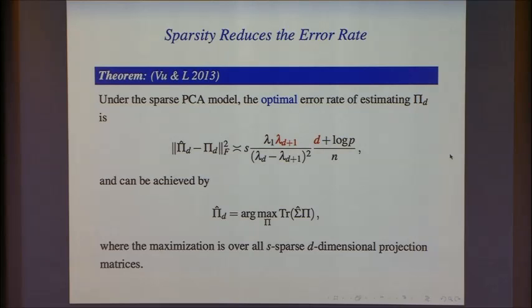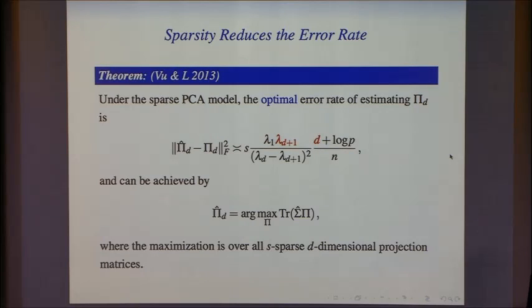So here is the first theorem we developed just to describe how sparsity interacts with other model parameters like lambda, D, and P in determining the hardness of the problem. So it says the optimal error rate of estimating the projection matrix in Frobenius norm is this. It's a simple function of 7 numbers, S, D, P, and lambdas.